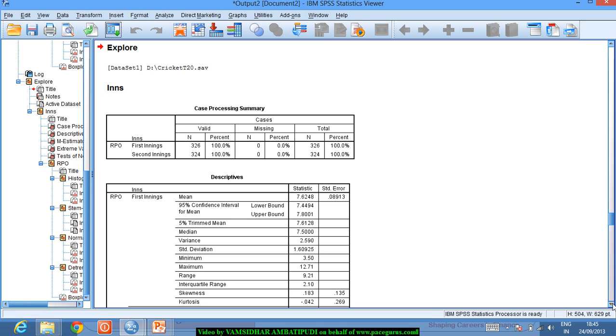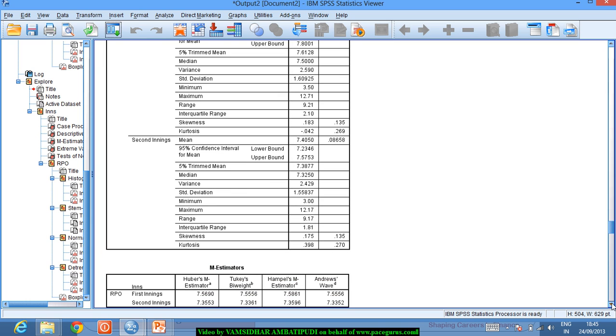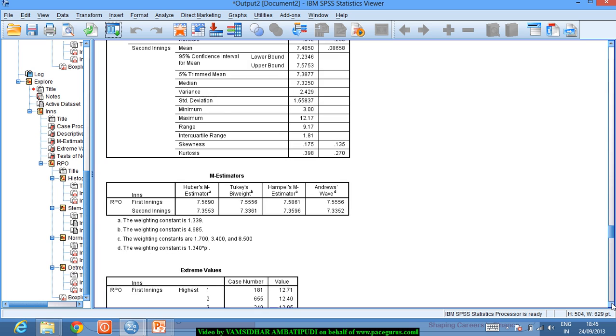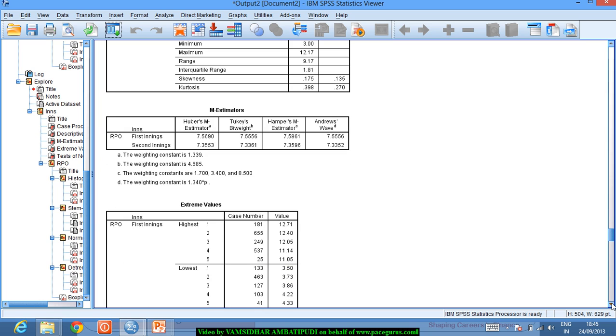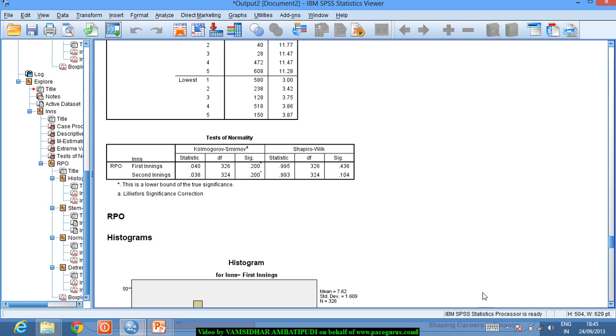Let's quickly go down and look at the scenarios. Right now, the mean and the medians. Look at these estimates now, or probably it's better that we look at the tests. Yes, both of them are now showing greater than 0.05. That's an indication that both of them can now very much be considered normal.